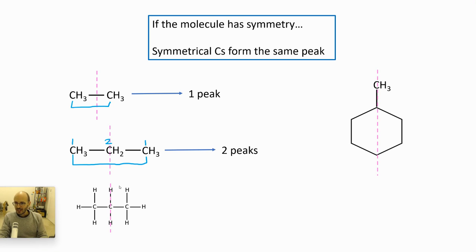Okay, this one. So again, we have a line of symmetry there. Therefore, this carbon here, this peak, let's call it 1, will be the same as this one. Those 2 carbons give you 1 peak. These 2 carbons give you 1 peak. This carbon here is unique, gives you another peak. This carbon here gives you another one, and another one. So you have 5 peaks.